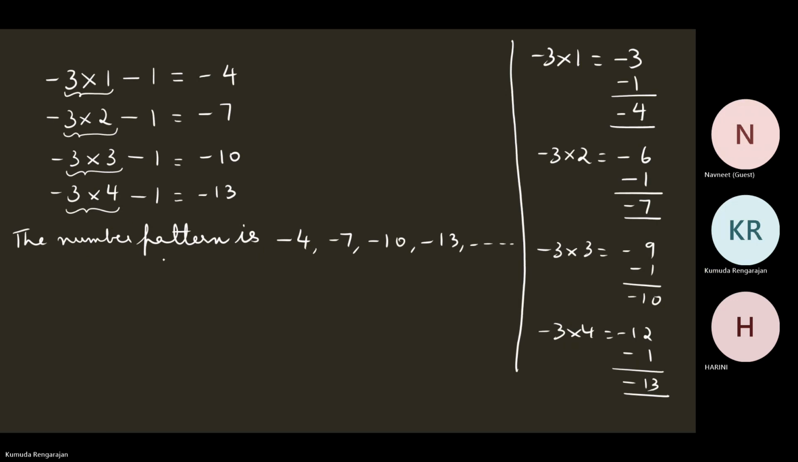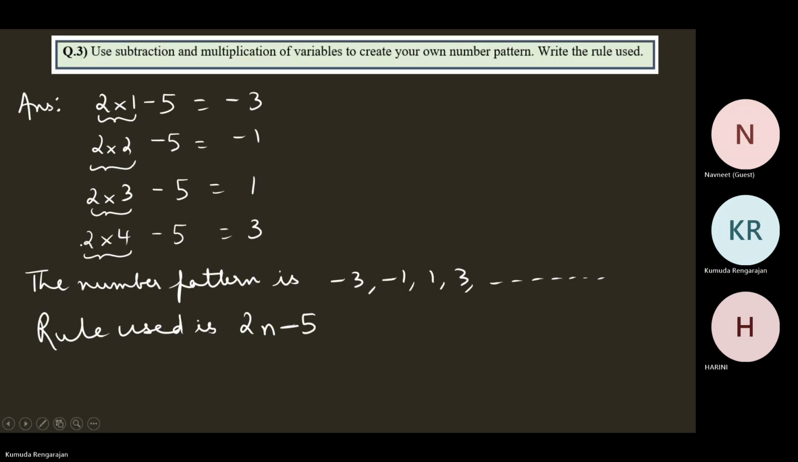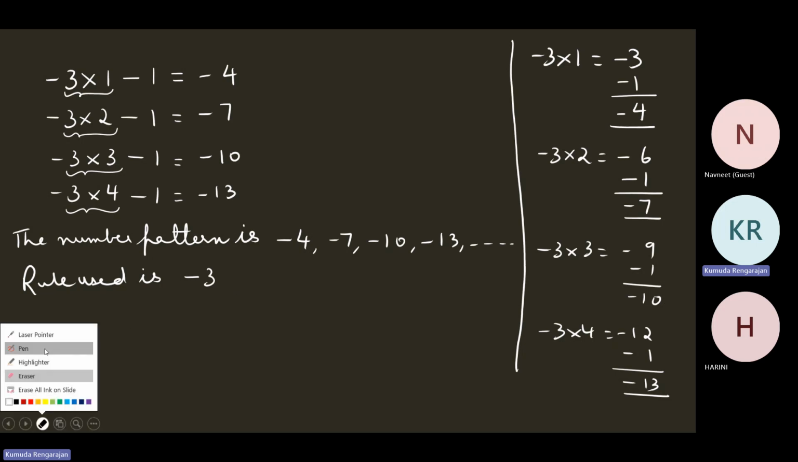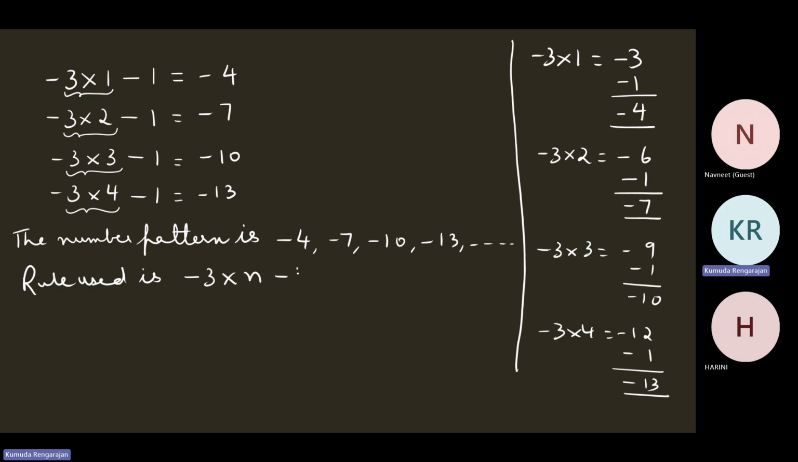Now, what's the rule, children? Ma'am, -3 into n -1, or -3n -1. Yeah. The rule uses -3n because 1, 2, 3, 4, 5 should be replaced with n. So -3 into n -1. That is -3n -1 is the rule. Correct? Yes, ma'am.